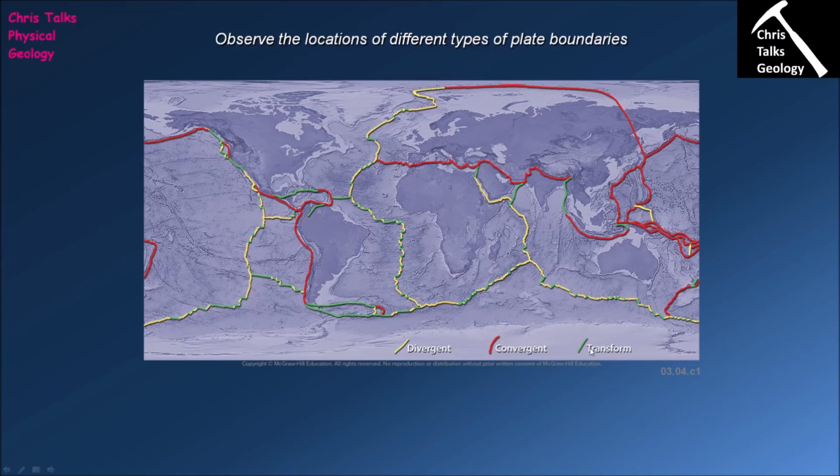Now, in the case of a transform plate boundary, no crust is being made, no crust is being destroyed, and so that's also why transform plate boundaries are sometimes called conservative boundaries, because the crust is being conserved.